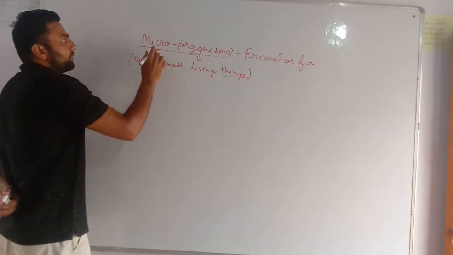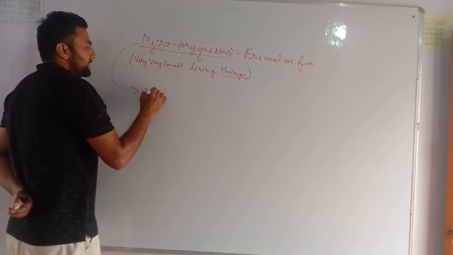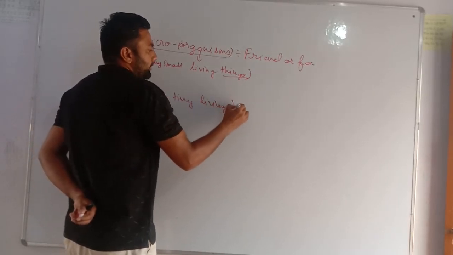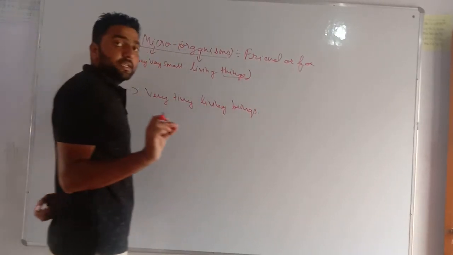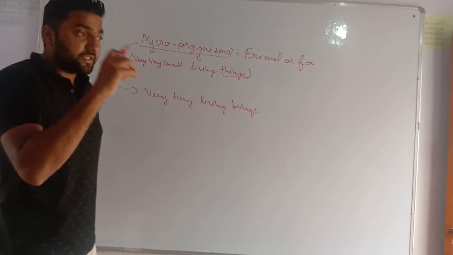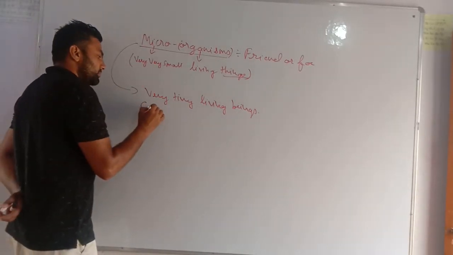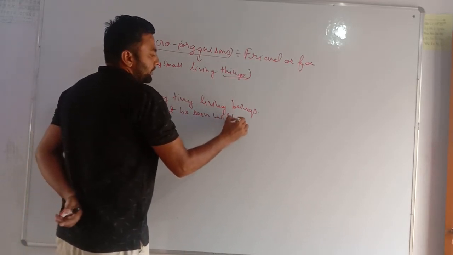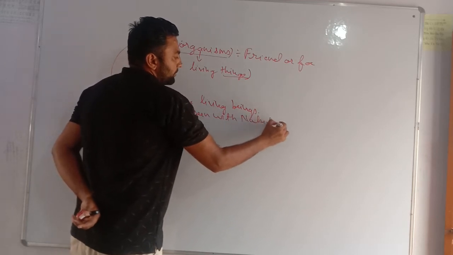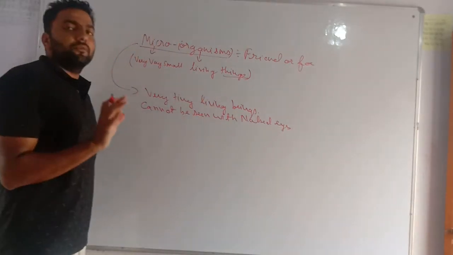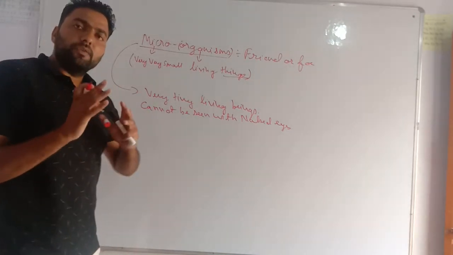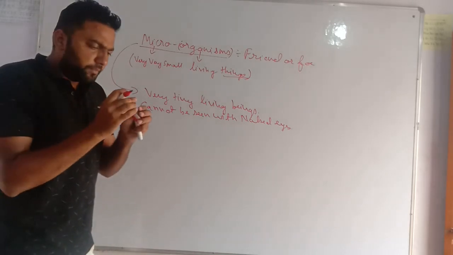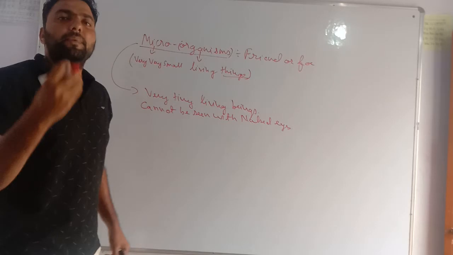A much better definition: microorganisms are very tiny living beings. These are so small that you cannot see them with naked eyes. If we cannot see them with naked eyes, can we see them? Yes, we can see them by using special instruments called microscope. Microscope makes very magnified image of anything.